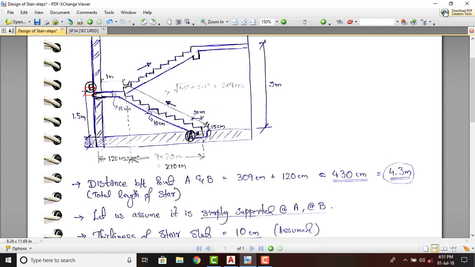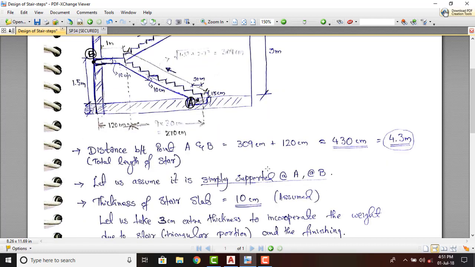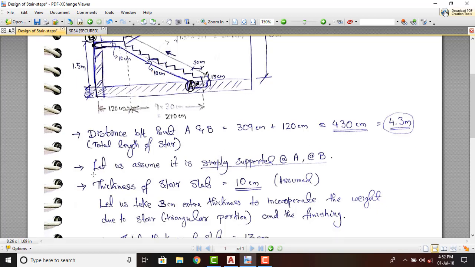Now the wall thickness I have taken as 20 centimeters. So we will be getting from this point to B as 1 meter plus 20 centimeter, that is 120 centimeters. Now let us assume that point A and B are simply supported, and let us take the thickness of the staircase slab, that is this distance, as 10 centimeters. That is what we have assumed here.